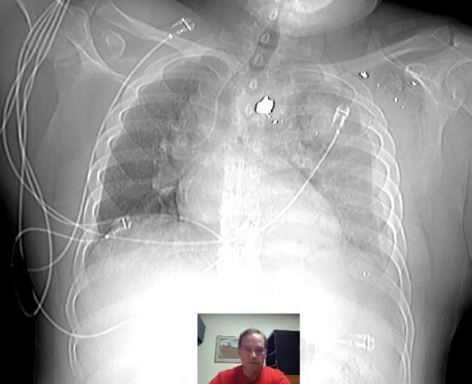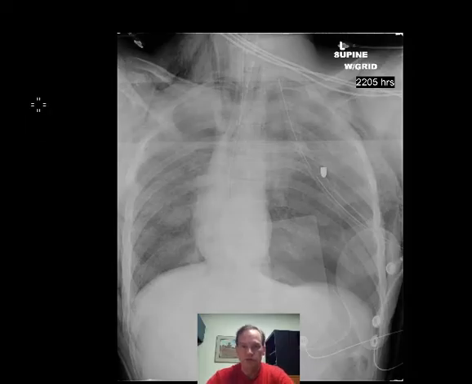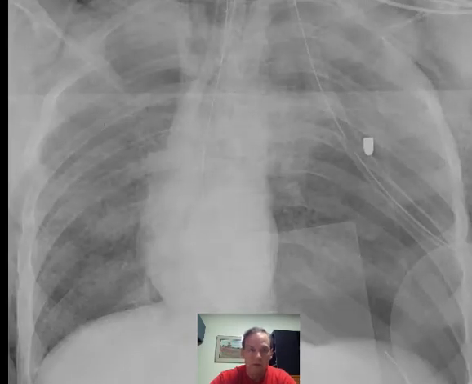So they put in a chest tube, drained the blood out, then they got a chest radiograph because he seemed to be even more uncomfortable. What is going on here? What happened?